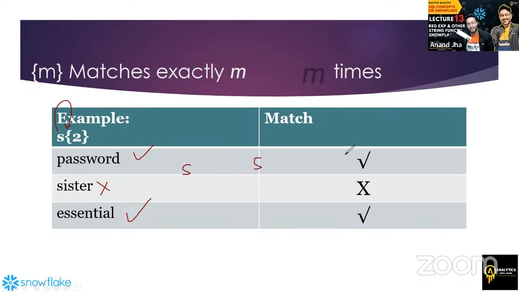S is here, then later S came, then later S came? No, that is a different regular expression altogether. S2 means matches exactly M times, whether two S is appearing together or not. Yes, it is appearing. No, two S is not appearing together, so there will be a cross for this. Clear? Underscore can take any character, special character, numerals. Yes, correct. Okay, let's move on to the next.